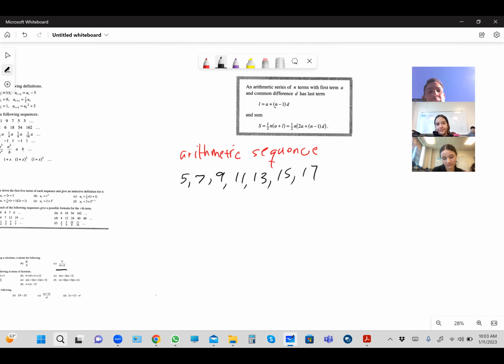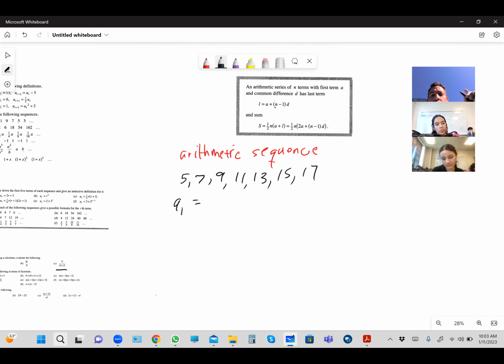The first term here, we call a sub 1. The first term is 5. D is our common difference, which is 2. This is called our common difference. We always figure out the common difference, not always, but usually, by taking 2 consecutive terms and subtracting them.